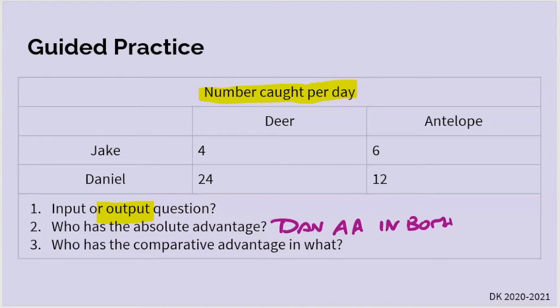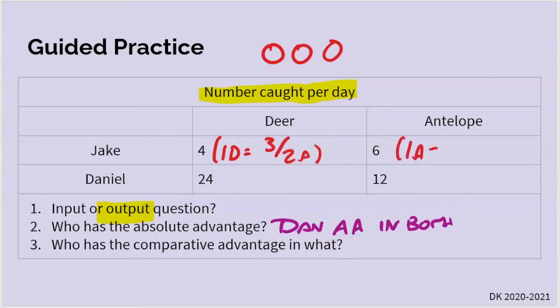Now, who has the comparative advantage in what? Remember, since this is an output question, the other number goes over. If we're looking at one deer, what if Jake is catching deer? What is he giving up? Antelope. If he can catch 4 deer, the other number is 6. 6 over 4 is 3/2 of an antelope. This means for one antelope, he is giving up 2/3 of a deer.